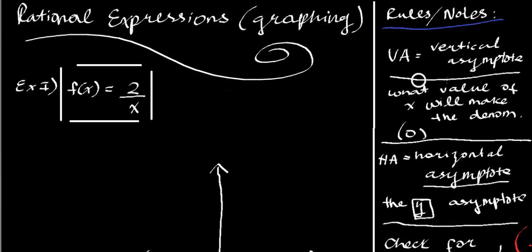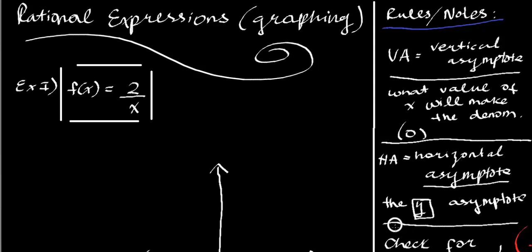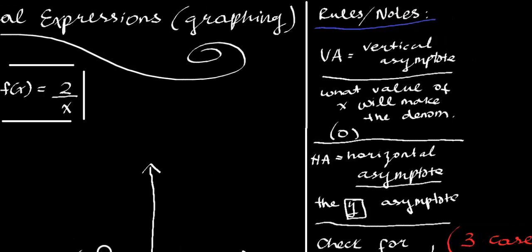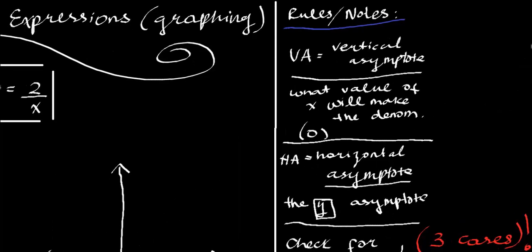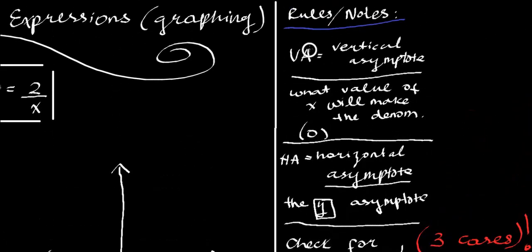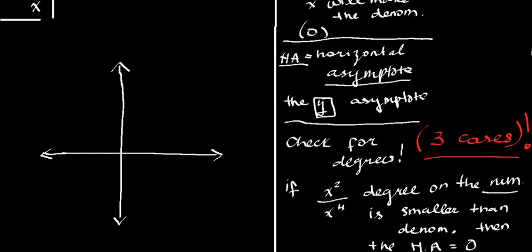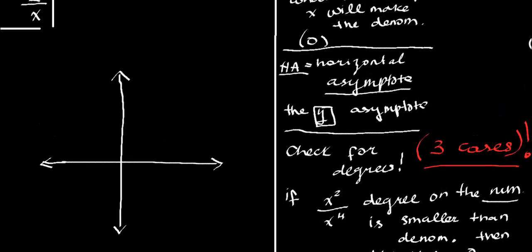Yeah, so I got a few examples, 3 examples for you, and on this right hand side I got everything you need to know about graphing these things. See how to find what these guys are: vertical asymptote, horizontal asymptote. We'll go over them, and then the 3 cases to find your horizontal asymptote.